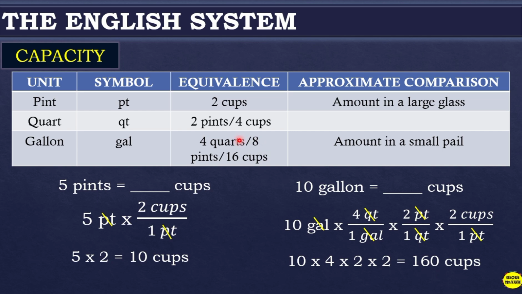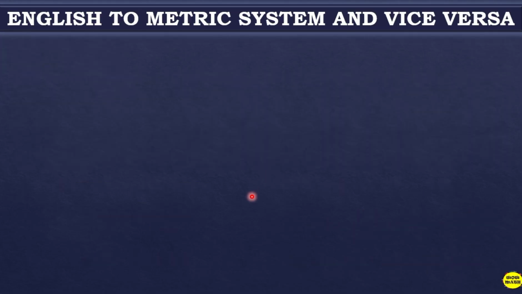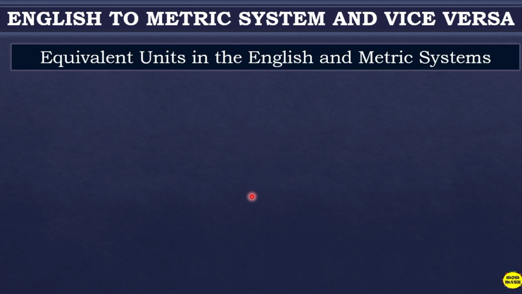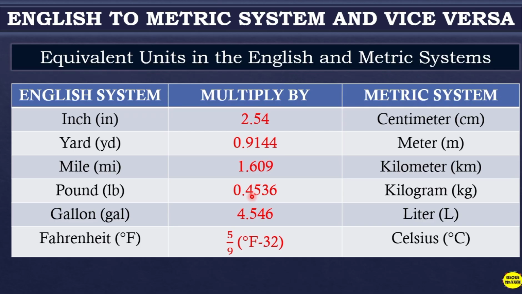Okay? Kaya nga, mas madali kung kabisado natin ito. Hindi mo na to gagawin. Mas madali siya. Okay. So, let's have now the English to metric system and vice versa. Ito naman, papasok na po dito yung metric system. So, paano natin siya gagawin? Dapat kabisado natin yung conversion ng English to metric.